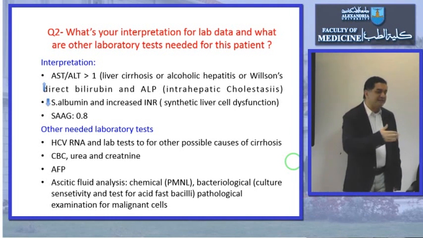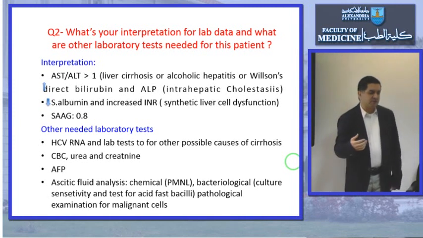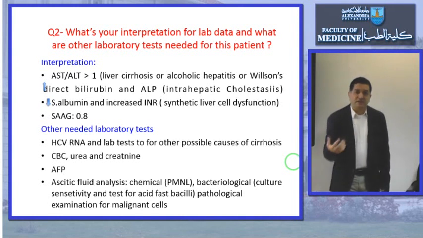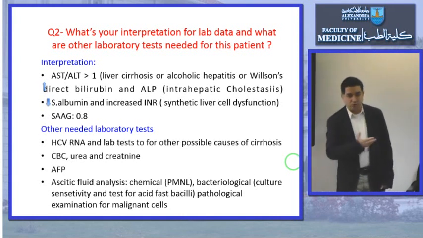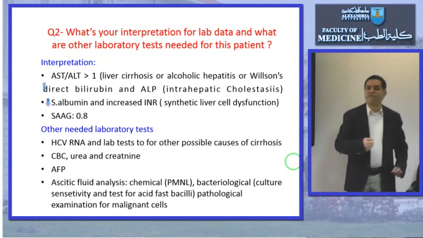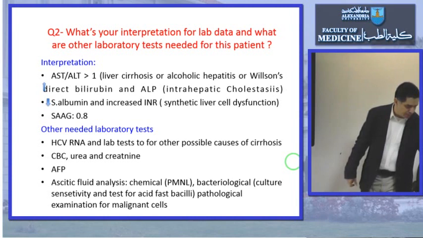Also, you have to do bacterial examination, including culture and sensitivity, of course, and test for acid-fast bacilli to rule out the presence of tuberculous ascites. Pathological examination is mandatory, of course, to assess if this patient has malignant cells or not, especially in the presence of focal hepatic lesion with the possible presence of hepatocellular carcinoma.